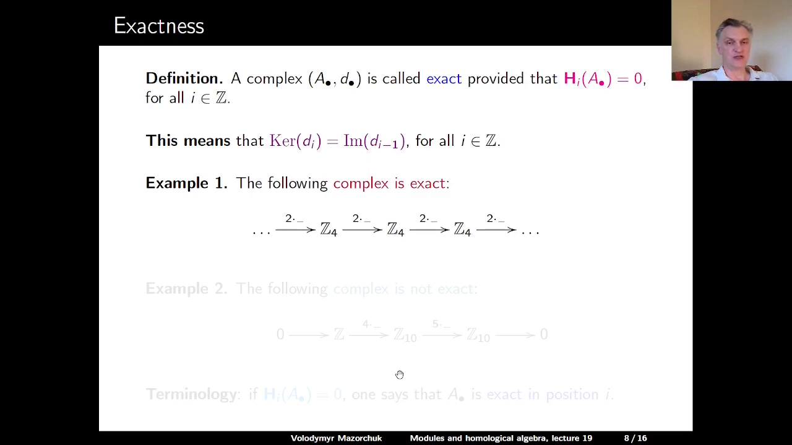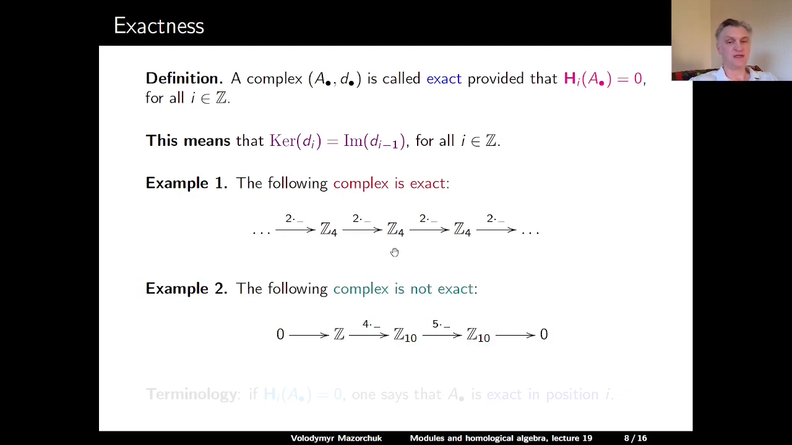So this is our first example of a complex. All positions contain the cyclic abelian group of order 4, Z4, and all differentials are given by multiplication by 2. So the image of any differential consists of the subgroup of Z4 which is generated by 2. And this subgroup coincides with the kernel of the differential, which is multiplication by 2. So at each position, the image is equal to the kernel, so this complex is exact.